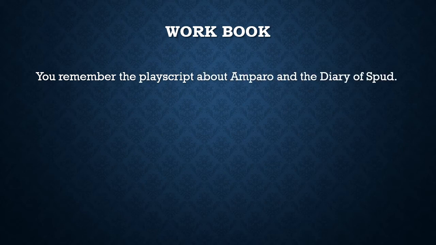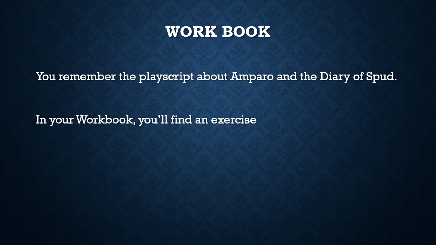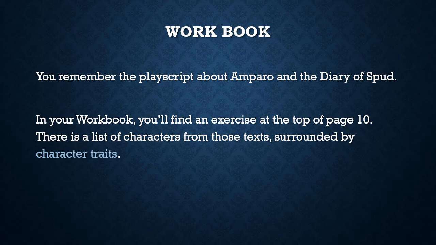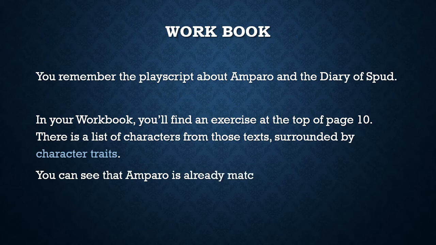Now, in your workbooks, you remember the play script about Amparo, and yesterday we saw the diary of Spud. Well, in your workbooks, you'll find an exercise at the top of page 10. There is a list of characters from both of those texts surrounded by character traits. What you should do is look there. You can see the first example.